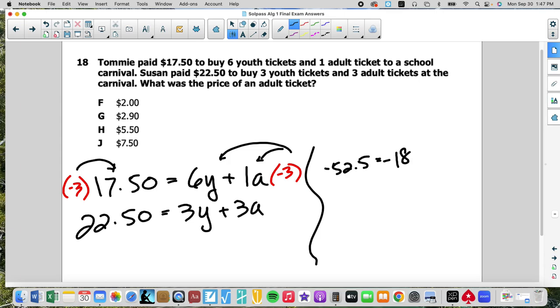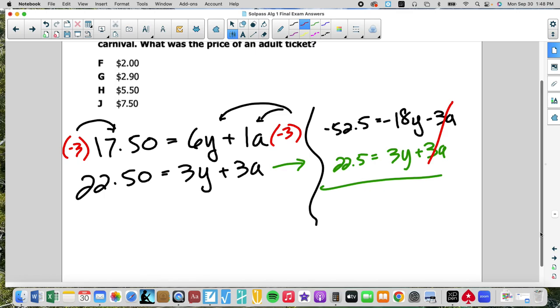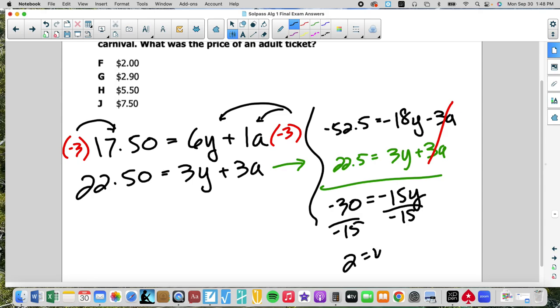That's going to be -18y minus 3a. And now I just bring this equation over because I don't have to change it: 22.5 equals 3y plus 3a. We notice the a's are going to cancel. That leaves me with -30 equals -15y. Divide by -15, divide by -15, and we get 2 equals y.